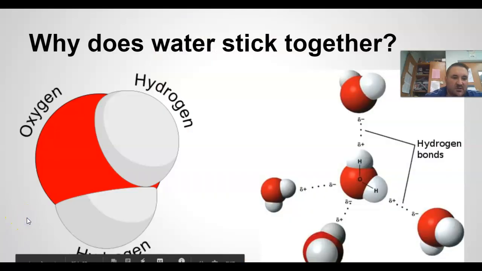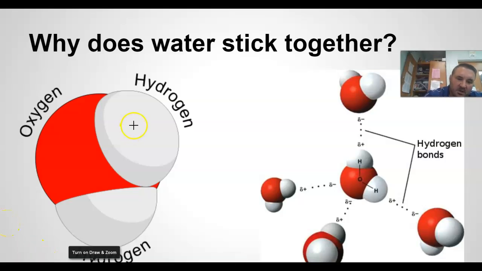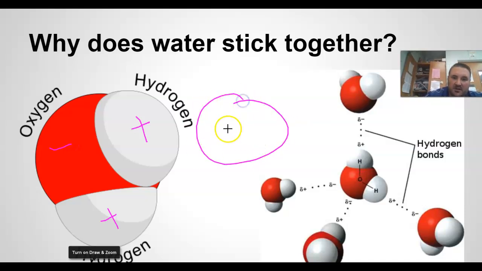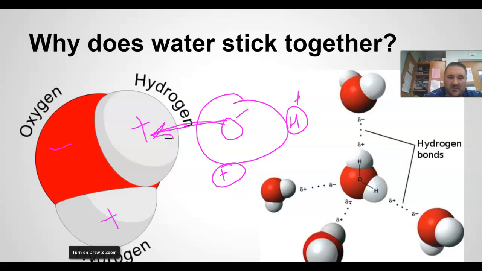So here's a picture of water. If we look closely, these white molecules are the hydrogen, and they tend to form these positive charges, and the oxygen tends to form a negative charge. So if there was another oxygen here, these positives and negatives attract, and it gives them the polarity to stick together.